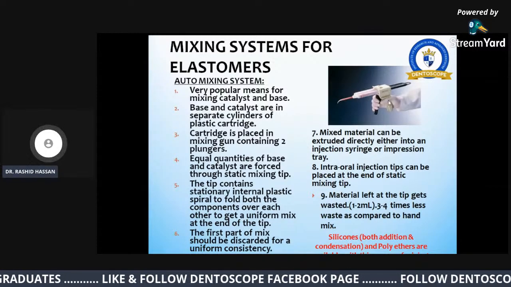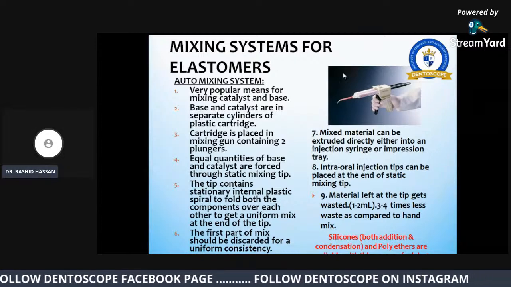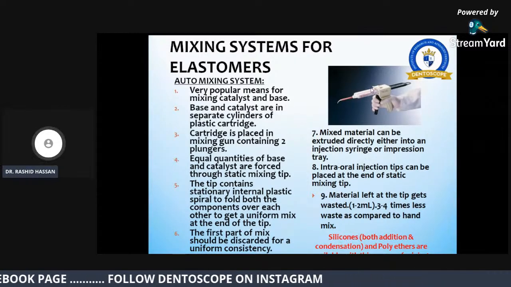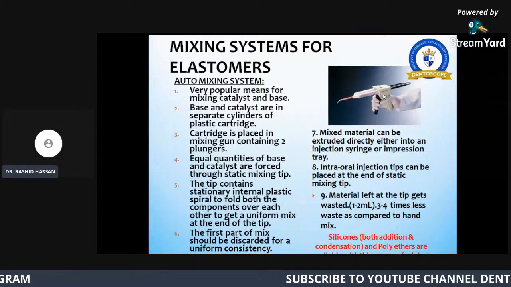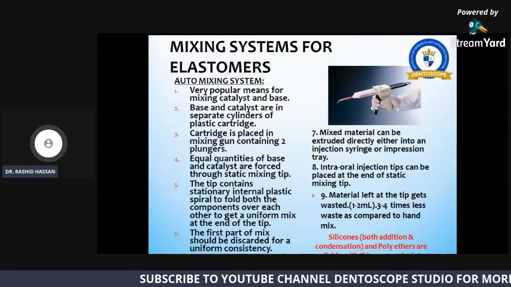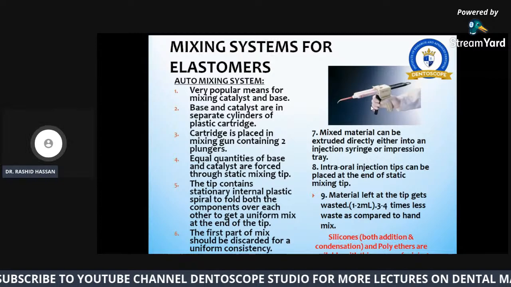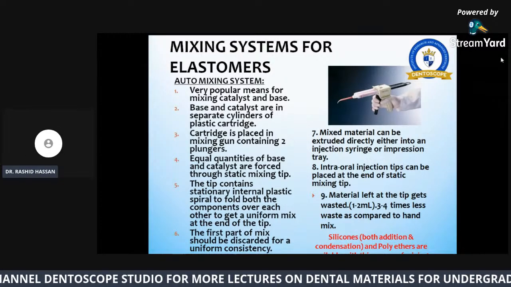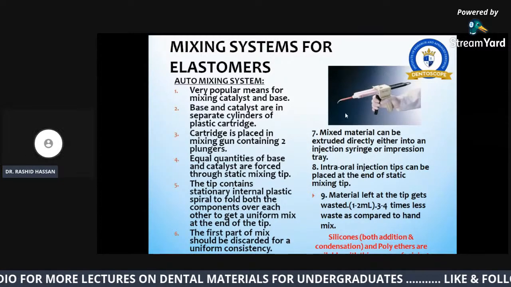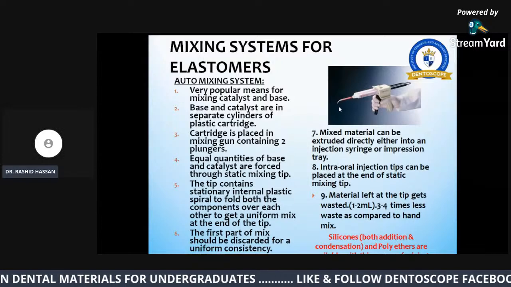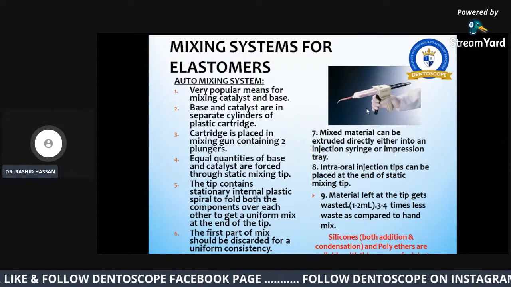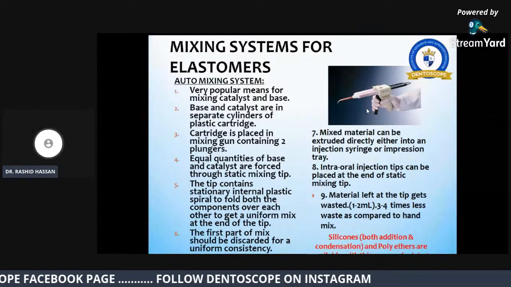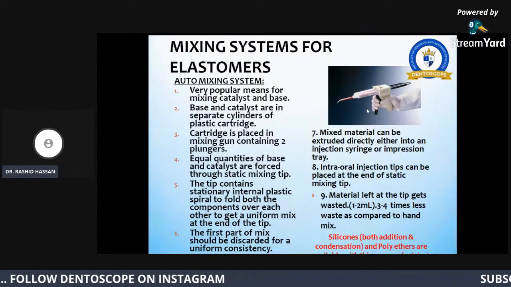Here behind these cartridges, well, here it is attached to it, but if you remove it, you will see two plungers which will go inside these cartridges. So whenever you press it, they will move ahead, they will press the material ahead, and in this part they get mixed and then come out from this tip. Equal quantities of both the base and the catalyst paste are forced through the static mixing tip.